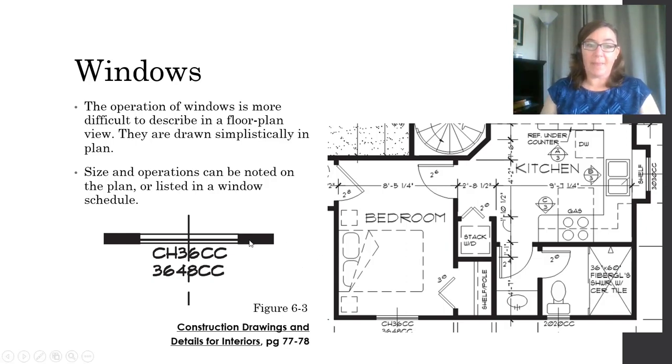Now this happens to have a pochade wall, or a filled in wall. If this were an open wall, you'd also see that there's a line here and a line here for the jamb, the sides of the window.